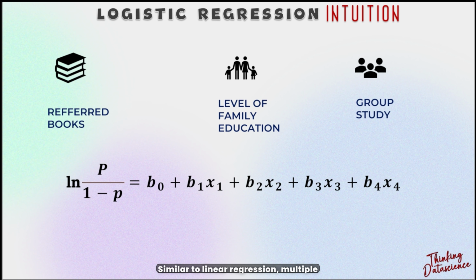Similar to linear regression, multiple independent variables can be utilized. For example, the book you are referencing, or the educational background of your family. If you are stuck somewhere in your lesson, your family can help you with that. The number of individuals studying with you can also be considered. Additionally, other types of variables can be incorporated as per the specific use case. So the equation will appear as follows in this scenario.